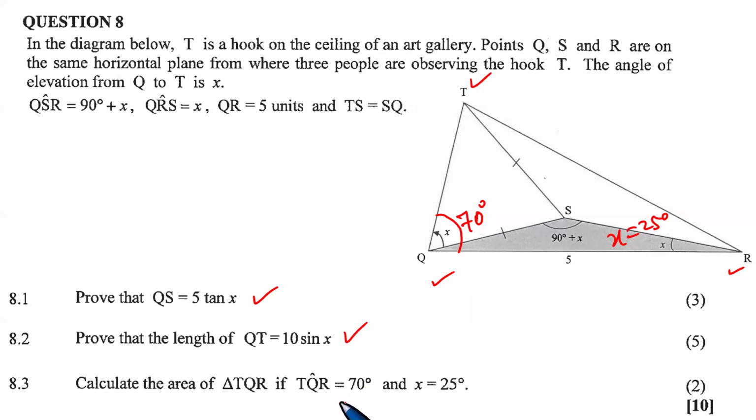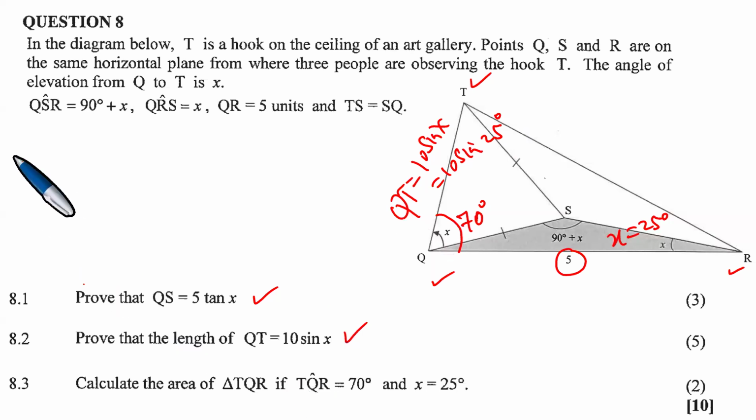Right, so with this one, you already know it's 5, but we know QT. What is QT, for instance? We know that QT is 10 sine x, where x is 25 degrees. That is QT.